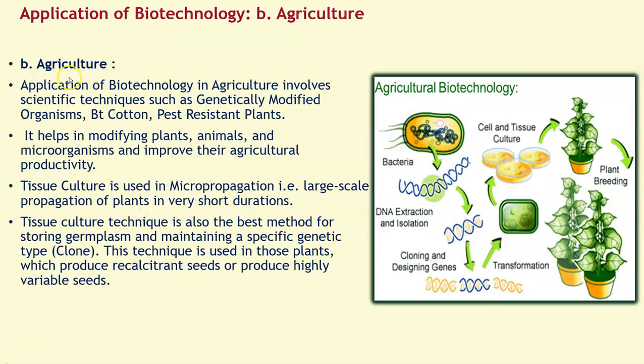Then the application of biotechnology in agriculture. It involves scientific techniques such as genetically modified organisms, Bt cotton, pest-resistant plants. So it helps in modifying plants, animals, and microorganisms and improves their agricultural productivity. Tissue culture is used in micropropagation, that is large-scale propagation of plants in very short durations. Tissue culture technique is also the best method for storing germplasm and maintaining specific genetic types. This shows the application of biotechnology in agriculture.